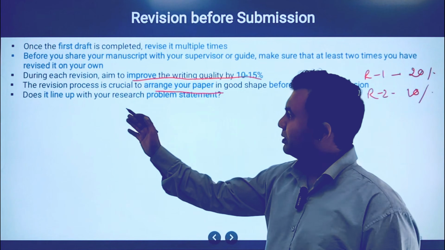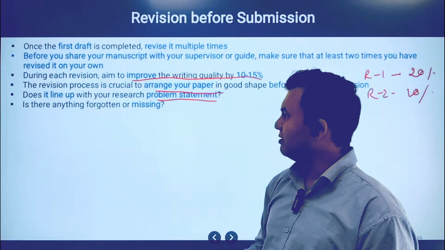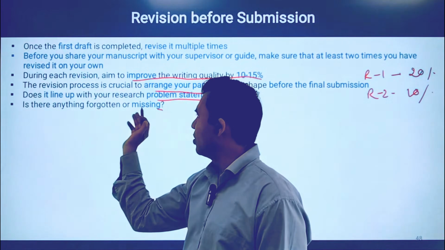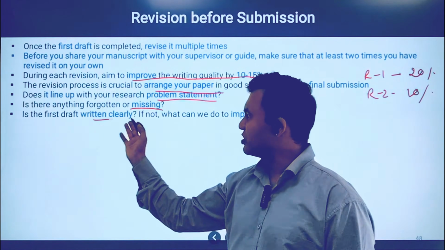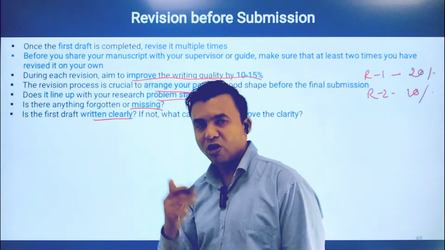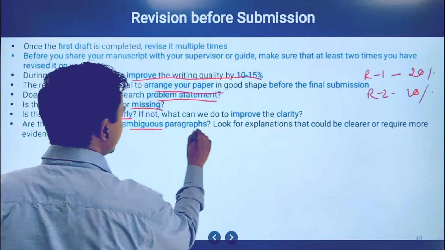Does it line up with your research problem statement? Check it in the final version. That should not be deviated from. Is there anything forgotten or missed? Include it. Is the first draft written clearly? If not, what can we do to improve? Are there any confusing or ambiguous paragraphs?